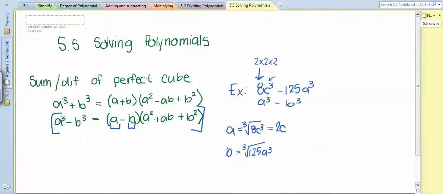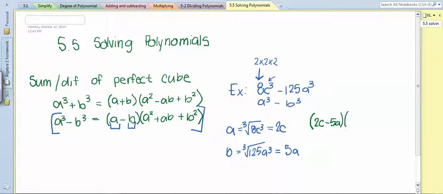Then for b, we're looking for a number that I multiply 3 times that gives me 125. Well, 5 times 5 times 5 gives me 125. So my b is 5. And a to the third, that's going to cancel with the cube root, so I'm just left with a. So now I have my a and my b. So I can plug them straight into my formula. My formula says a minus b.